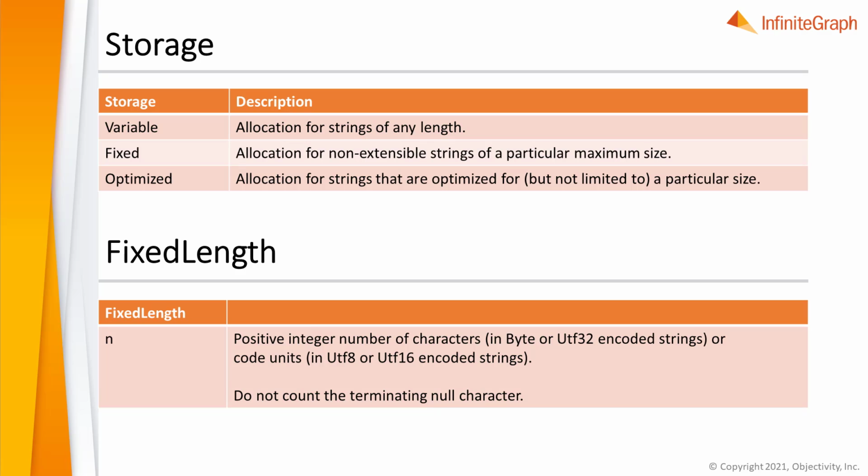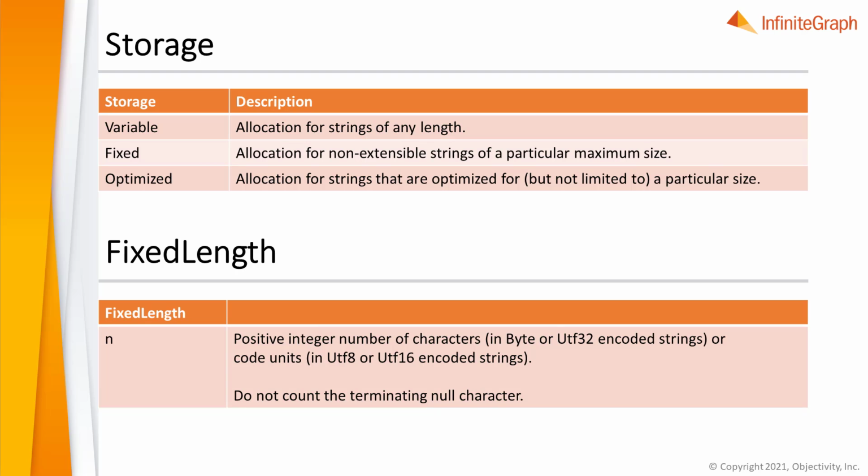InfiniteGraph supports 3 different kinds of storage for strings. Variable length strings are used to store text of any length. You don't need to know anything about the size of the text that you might store. You can use a storage type of fixed if you know in advance how long your data will be for every occurrence of that object. The state example that we discussed earlier is a good example. We knew that the state field was always going to be 2 characters, so using a fixed storage and a fixed length of 2 made sense.